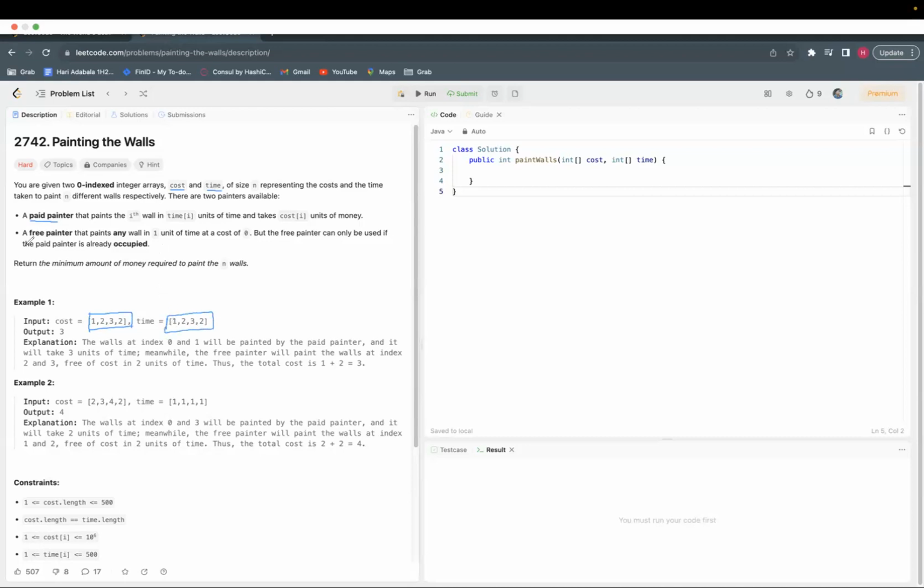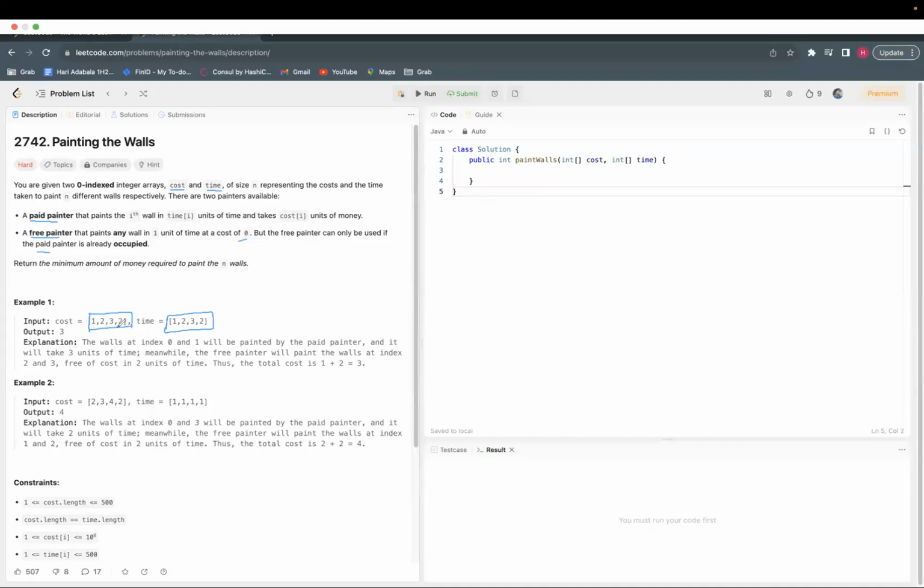And we have one more painter, a free painter. He'll take 1 unit of time for any wall, and he'll not charge anything. But the catch here is we can only use this free painter when the paid painter is already occupied painting some other wall.